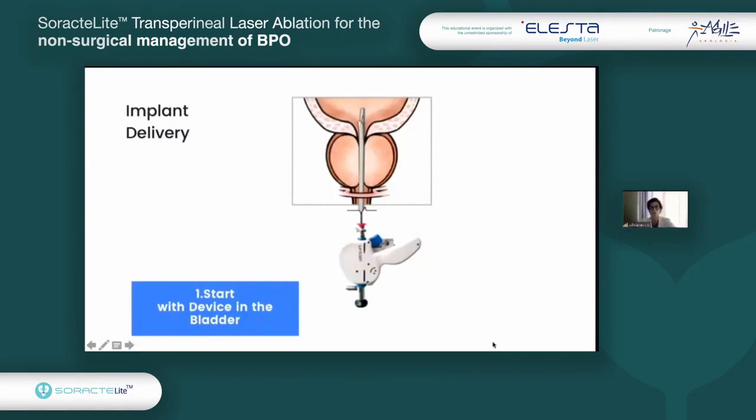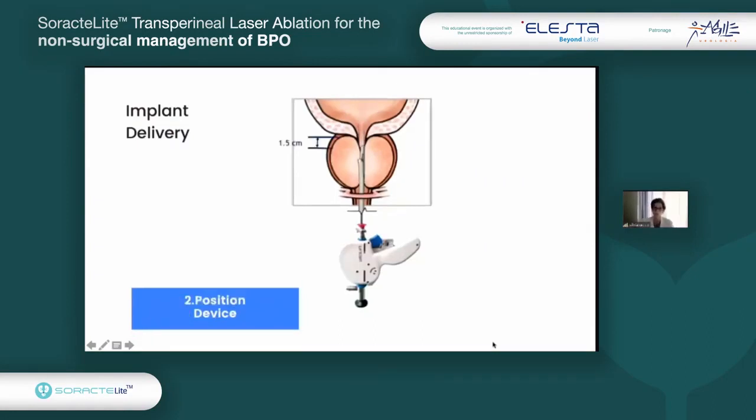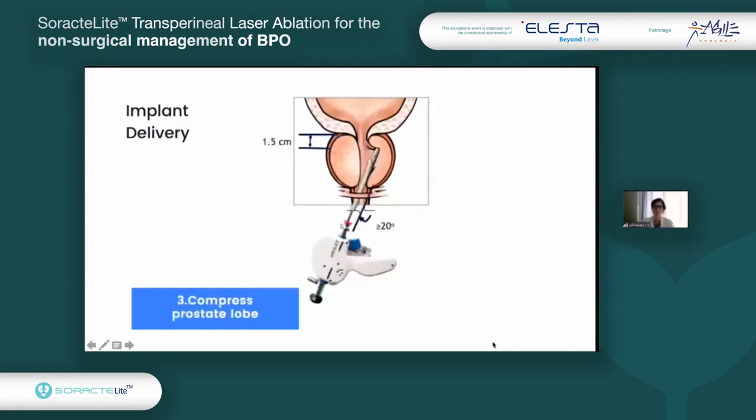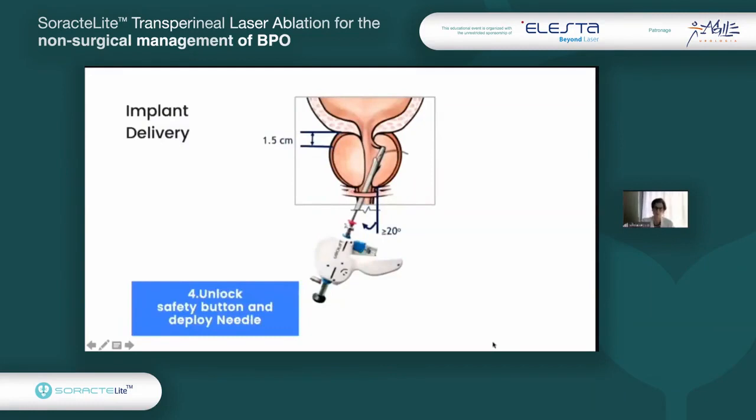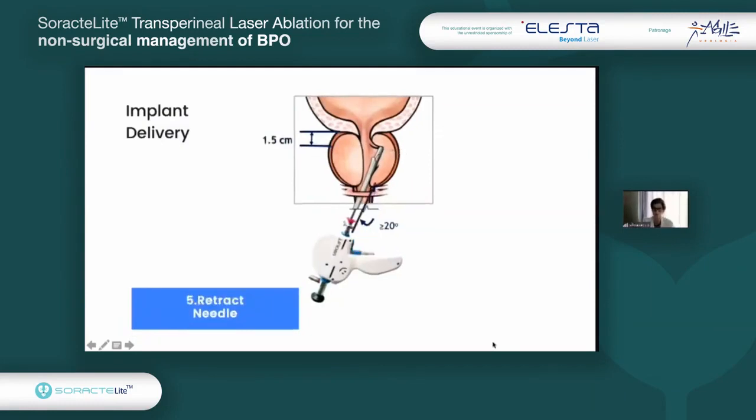So first of all, we start with the device in the bladder. Then we position the device far away from the bladder neck. 1.5 centimeters is what is always suggested. This is a main rule for the implanters, as we call ourselves. Then we need to compress the prostatic lobe, and the compression is very important to obtain a good result. Then we unlock the safety button and we press the other button to deploy the needle.